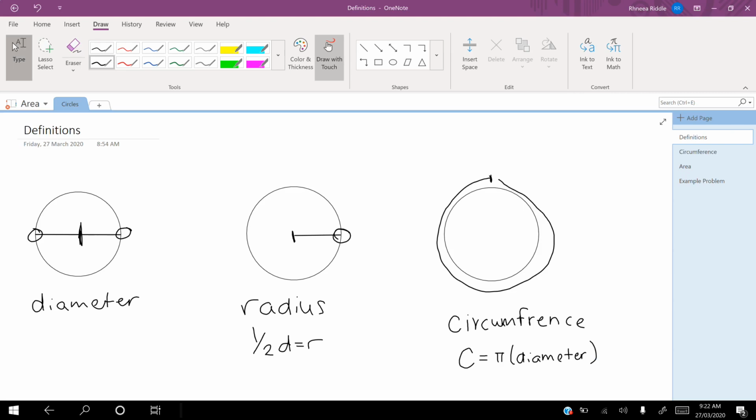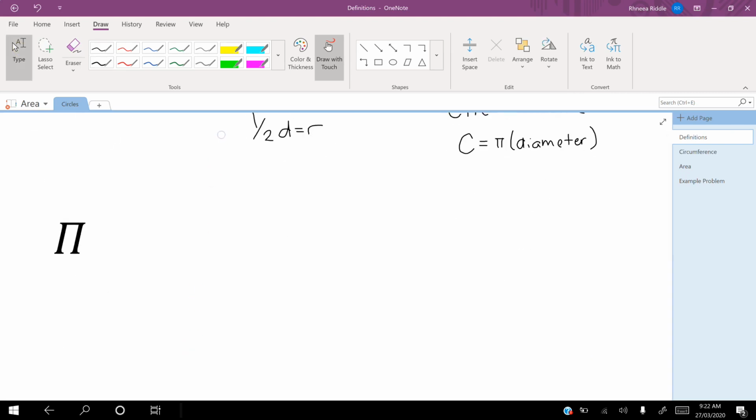Which brings up another important point to remember, which is pi. It is called pi, P-I. And usually in math, we just keep with the first 3 numbers of pi, which is 3.14. But it is very important to remember that pi goes on forever and ever.